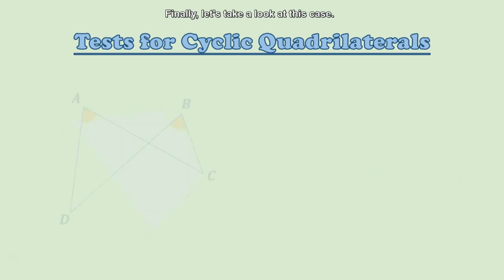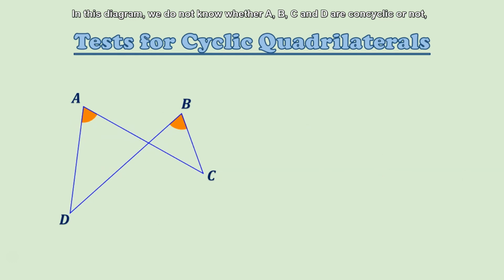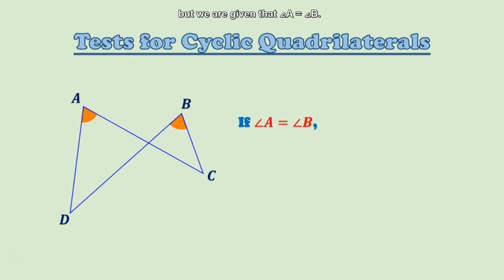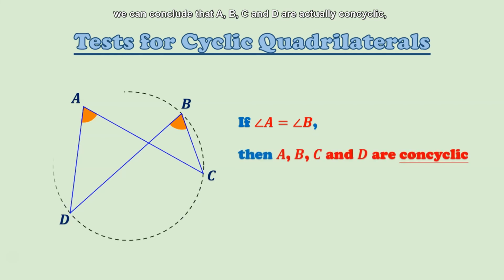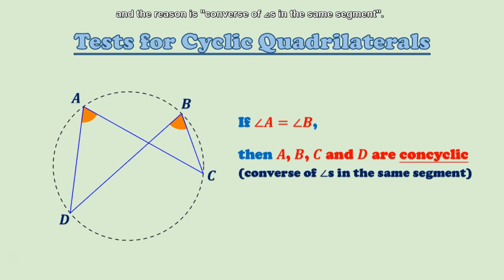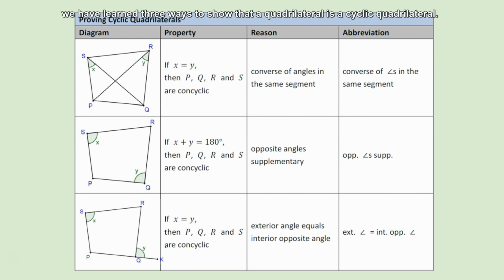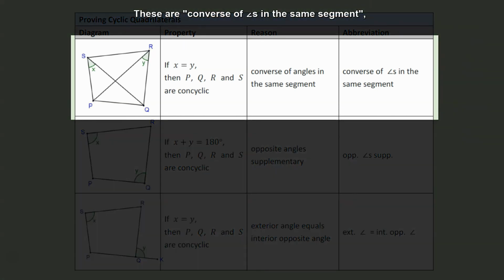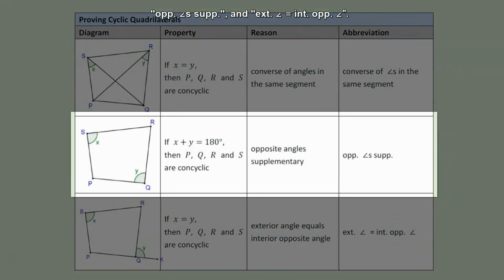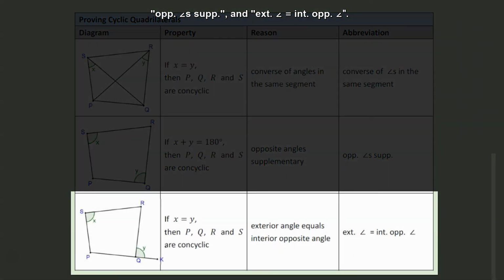Finally, let's take a look at this case. In this diagram, we do not know whether ABCD are concyclic or not, but we are given that angle A is equal to angle B. Now, based on this given condition, we can conclude that ABCD are actually concyclic, and the reason is converse of angles in the same segment. Again, the proof of this property is similar to the previous one, so I'm going to skip this as well. To conclude, in this video, we have learned 3 ways to show that a quadrilateral is a cyclic quadrilateral. These are converse of angles in the same segment, opposite angle supplementary, and exterior angle equals interior opposite angle.